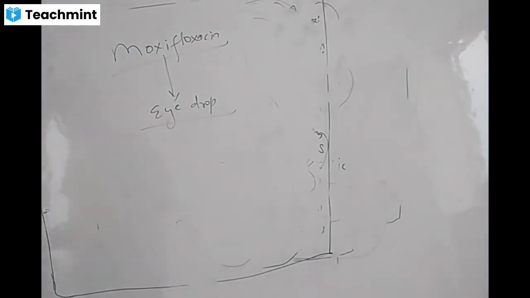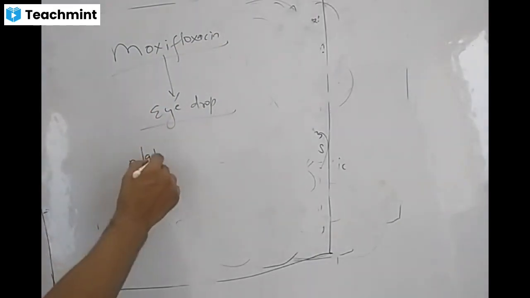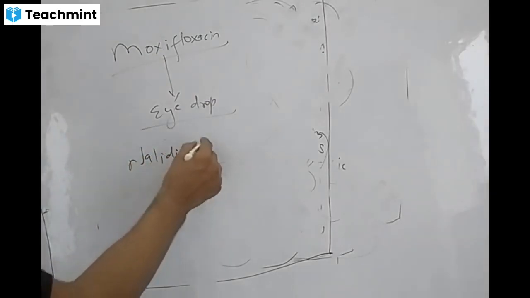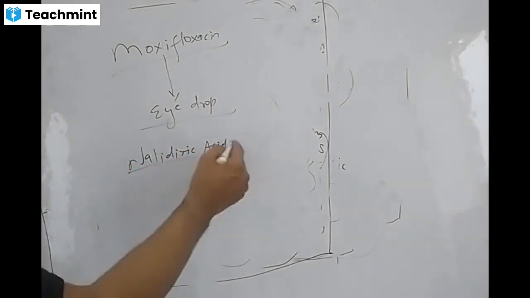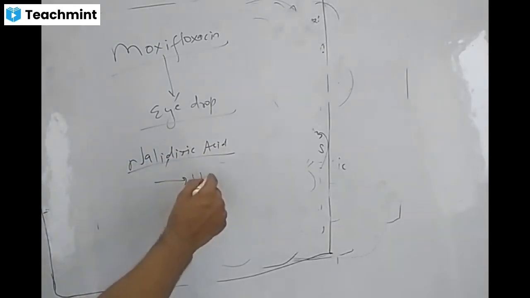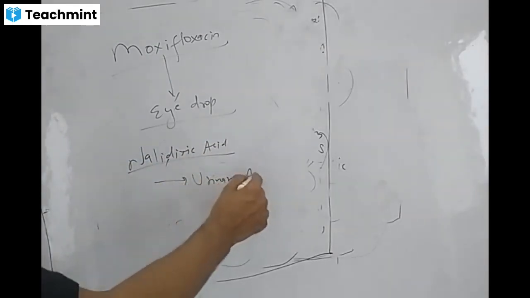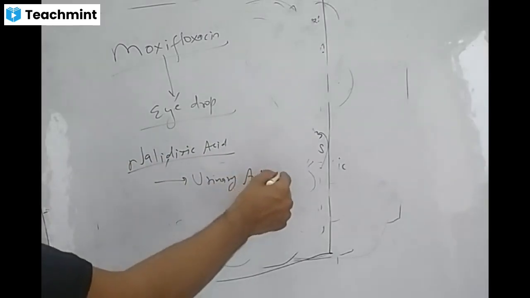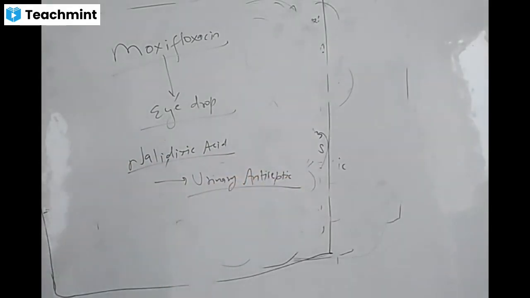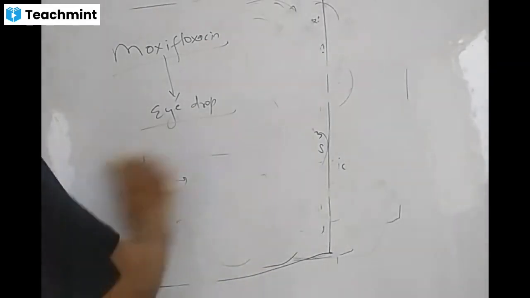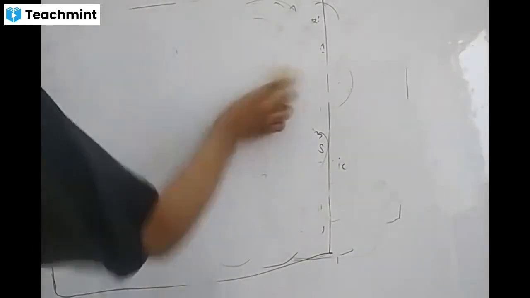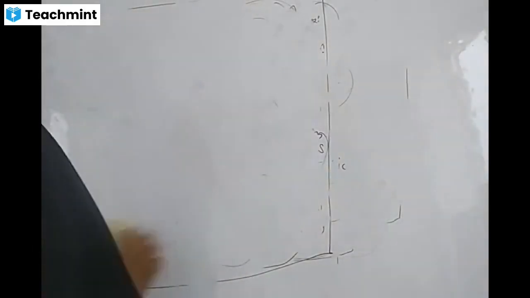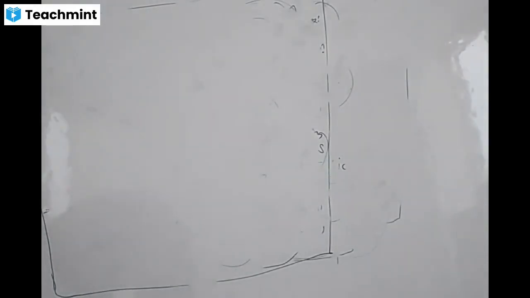In the first generation, there is only one member, nalidixic acid. It is used as a urinary antiseptic. It concentrates more in the urine and it is lethal for the bacteria. Then the prototype drug for veterinary use is enrofloxacin, which we use for soft tissue or respiratory tract infections.